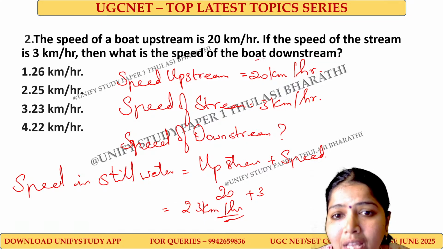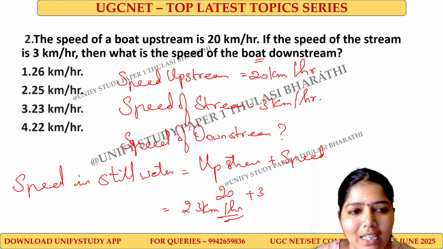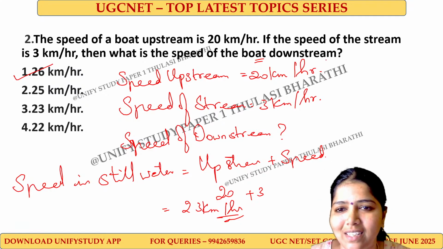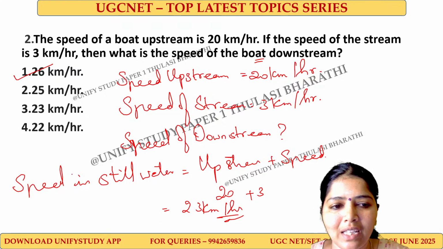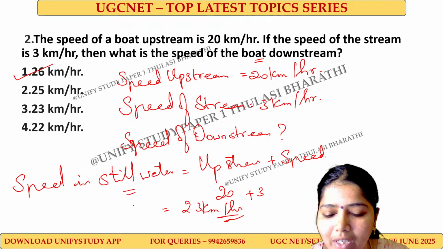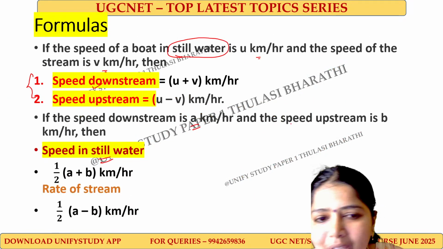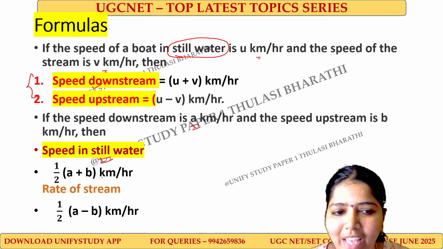What they have asked for? They have asked for the downstream. Now simply what we have to do? We have to calculate the downstream, that is equal to 26 km per hour. Very good. So there they have given in still water. We have to calculate for the downstream. Simply we can use this formula to find out the answer.